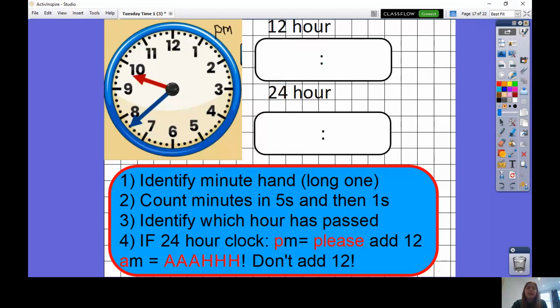Okay, can you please have a go at this question? This question will be question 4 of your independent work. Please pause the video now and have a go at this practice question. This is a PM time. Off you go.